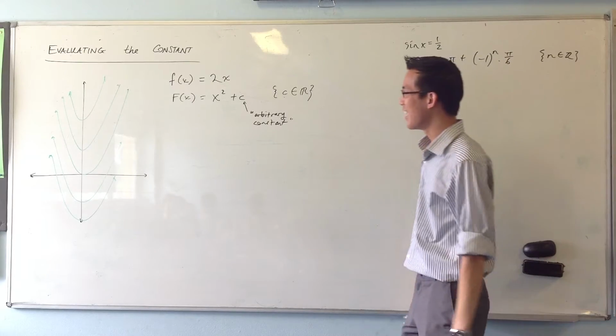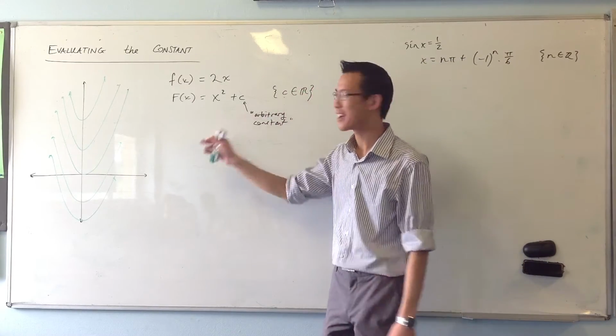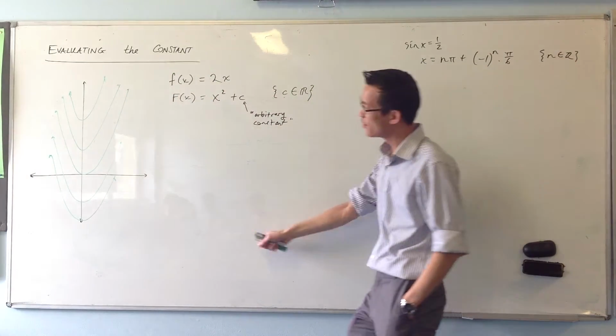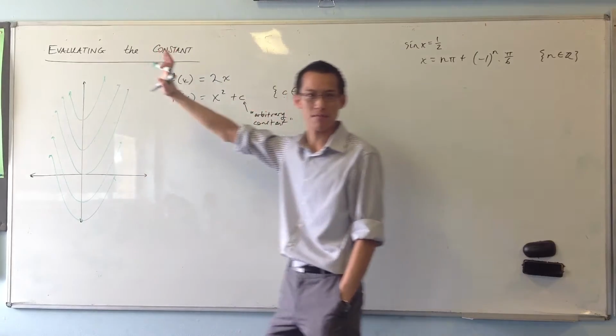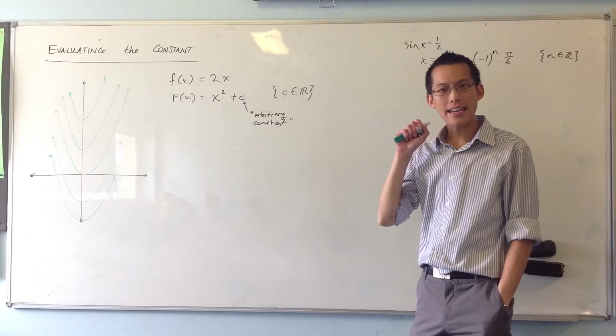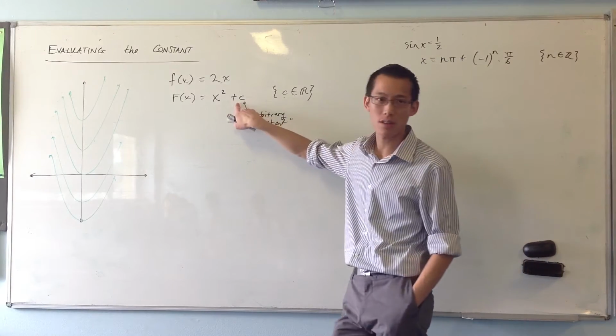Now, here's what I'm trying to do. I'm trying to evaluate the constant. At the moment, it can be any number, which is why I've got this whole family of graphs that all equally can claim to be the primitive. So what would I need to be able to work out? Well, what's the number?